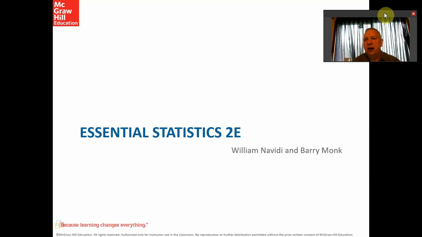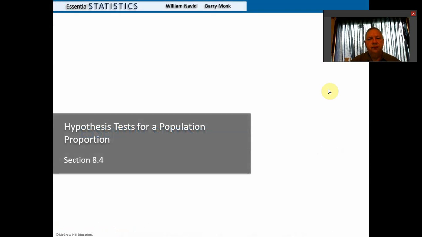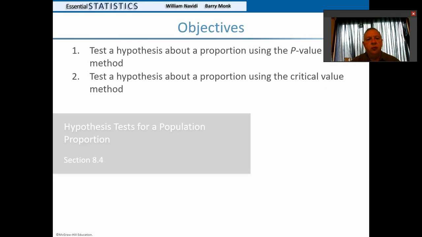We're going to continue on hypothesis testing today. Before, for the last two sections, we were doing hypothesis tests about the mean, about the population mean. In this section, we're going to be concerned about a statement about the population parameter proportion. So let's get started. Hypothesis test for population proportion, this is section 8.4.